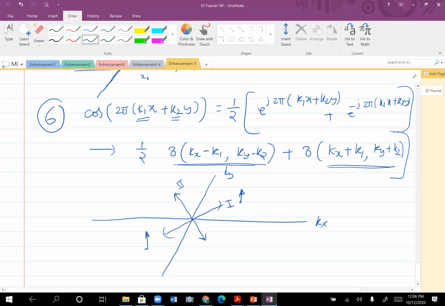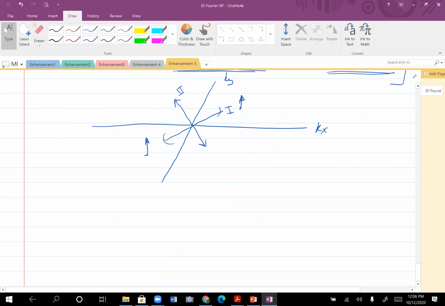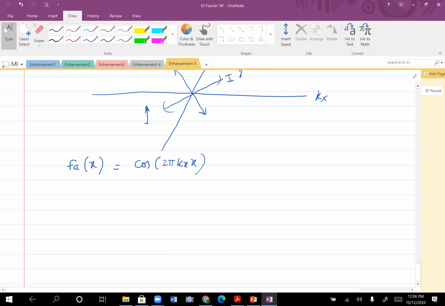Maybe it's a bit early for you to answer. So let's spend some time understanding this cosine. Most of you, I hope, would have tried it at home. Let's take first a simple function in 1D, which we are very comfortable with: cosine of 2 pi times kx into x. How does it look? This is my x. At x equal to 0, what is its value?